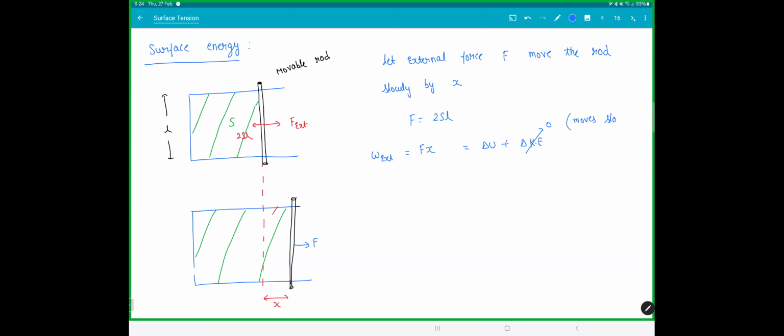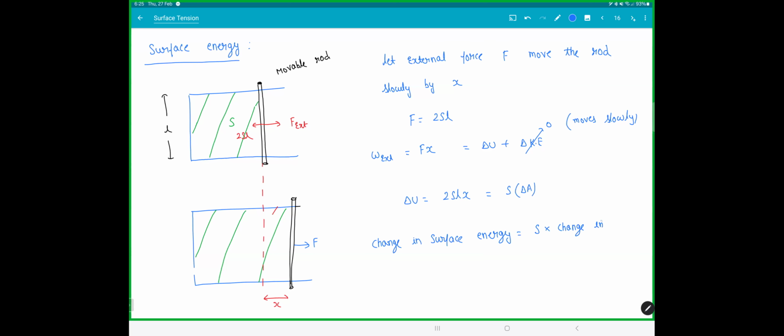That means whatever work you did, everything went into energy stored. So the change in potential energy will be 2 into S into Lx. So there's a better way of writing this. Change in surface energy is surface tension into change in surface area.